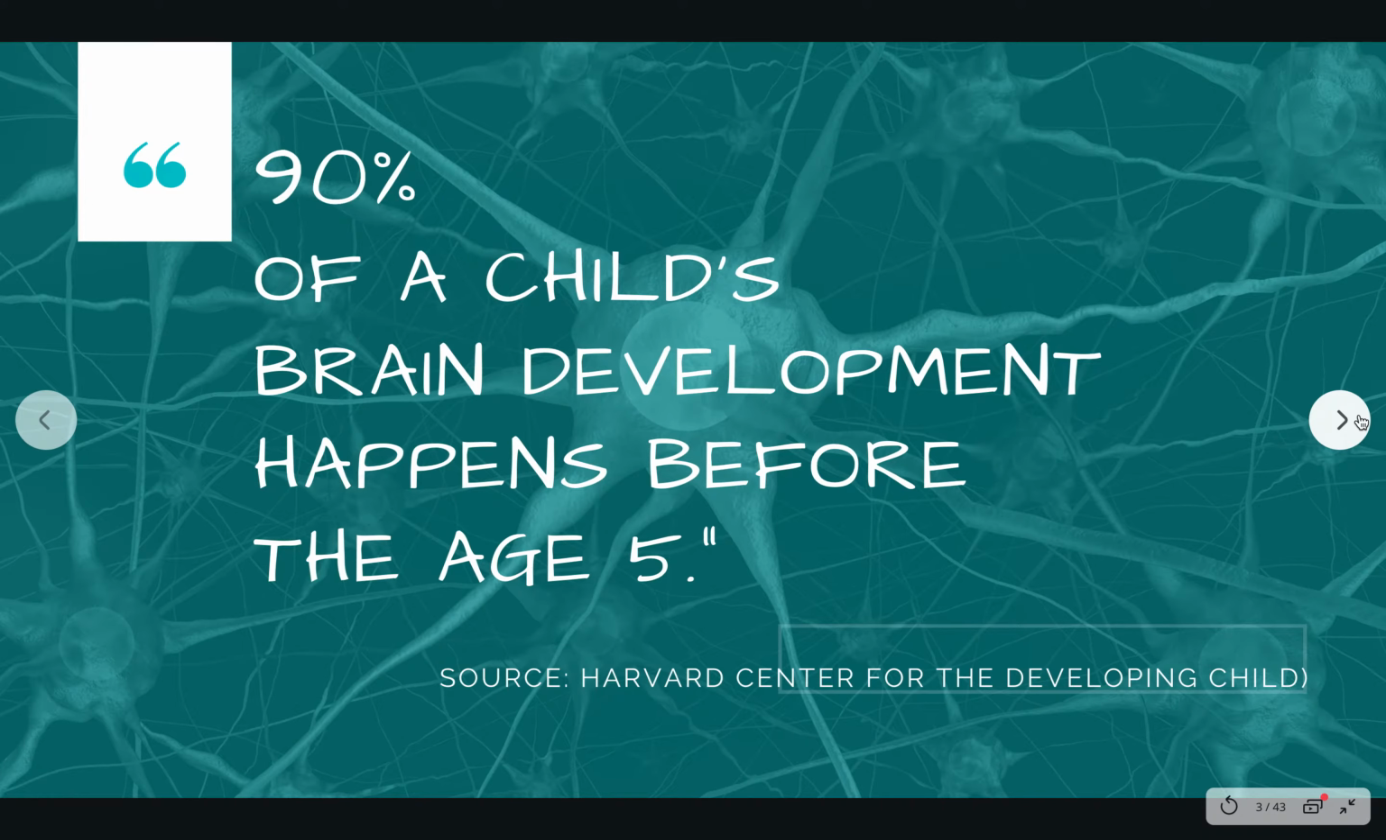90% of a child's brain development happens before the age of 5. Source: Harvard Center for the Developing Child.